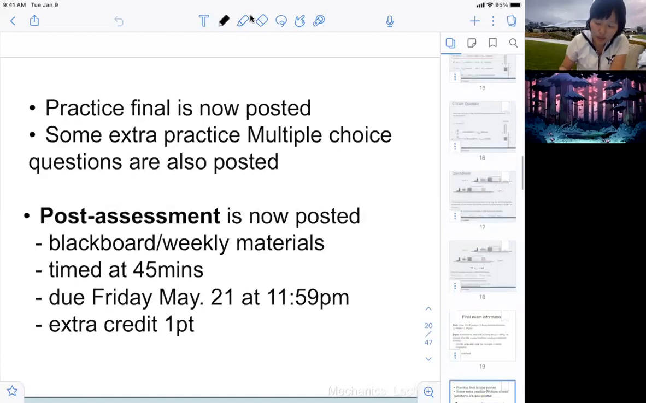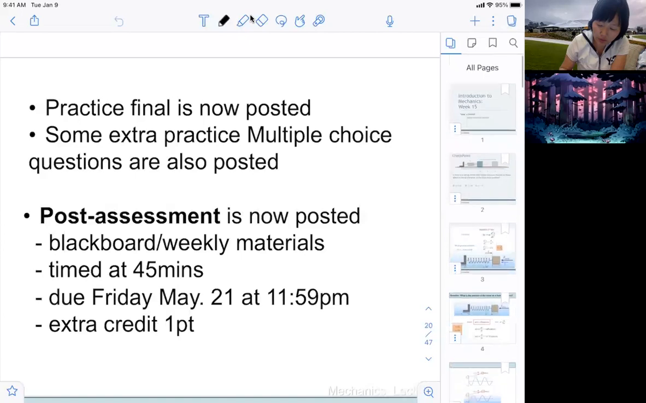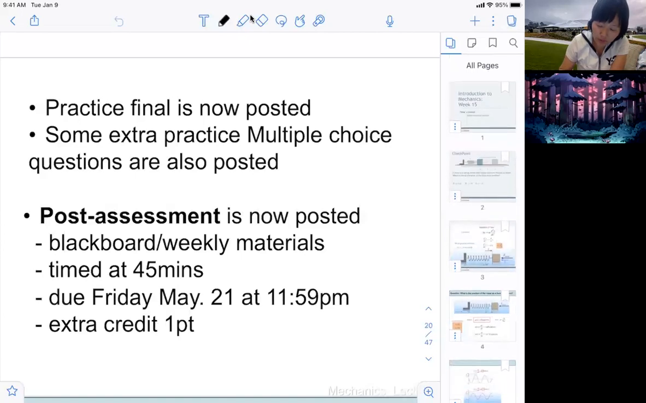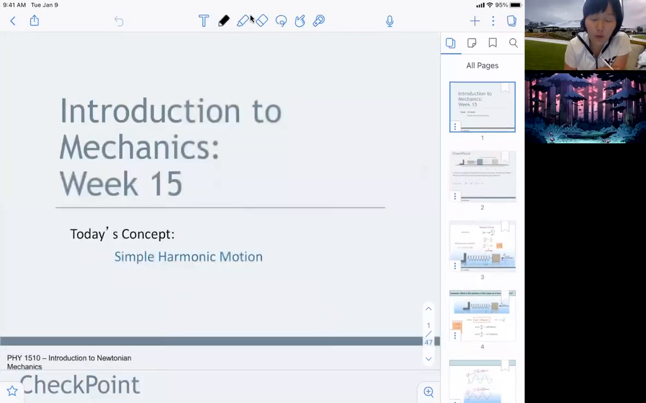So hopefully you'll stick with us till the end of the semester. Just 2 more weeks to go, okay?